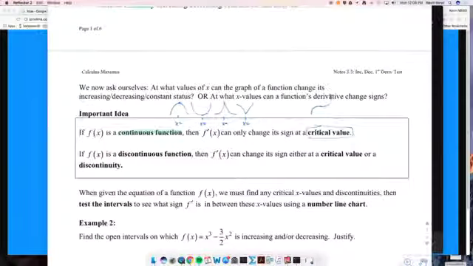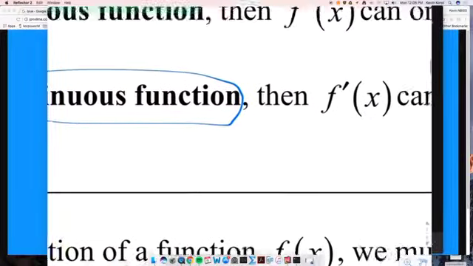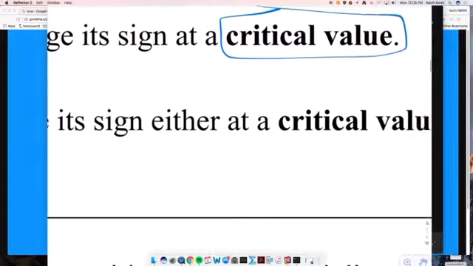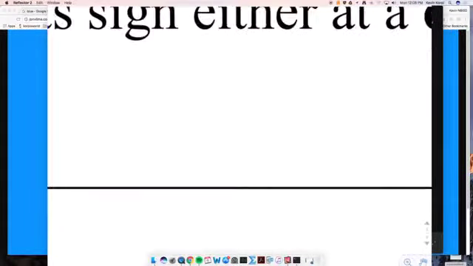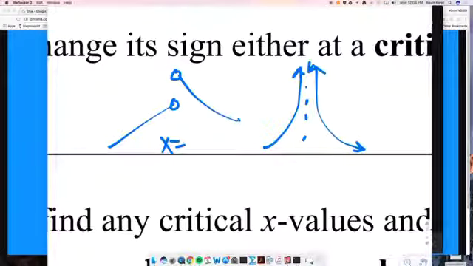Now, for a discontinuous function, the sign of f prime can certainly change at a critical value, but it can also change at another location. For instance, if we have this right here, there's your x value, or it could be something like this. Look like that. Are these critical values of a function? No. Why could these places where we have our jump and the vertical asymptote not be critical values? Yeah, the function doesn't exist.